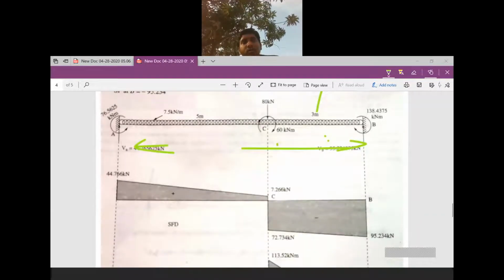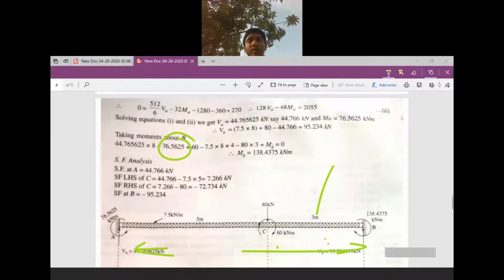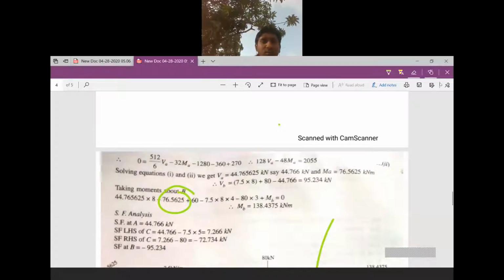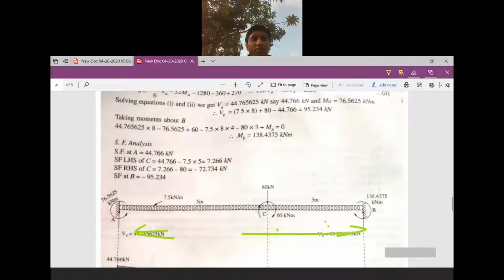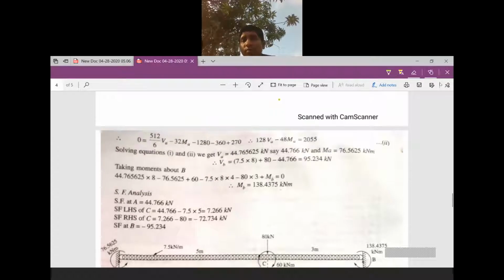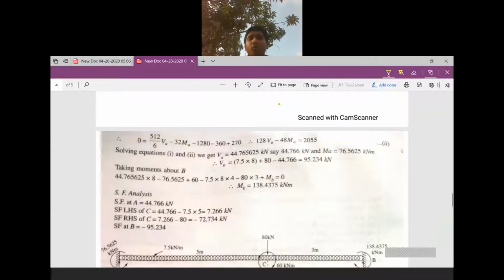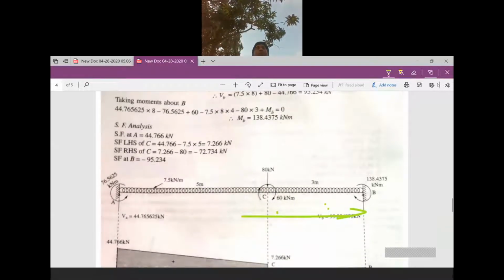After this, you will calculate the forces, the SFD calculations. You will calculate shear force calculations. Force at A is 44.776. Understand? Same process, the remaining problem I am calculating here, the shear force calculations. Force at A is 44.77.